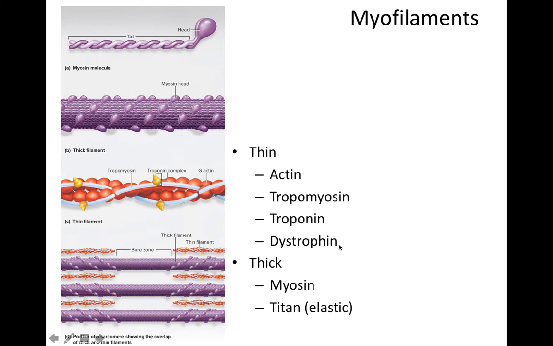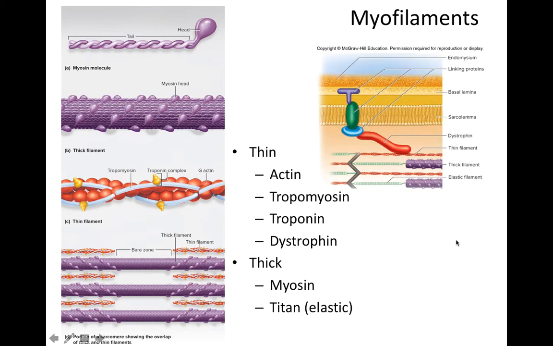We also have some connector proteins as well. So the end of the sarcomere is right here. This is a Z-disc, and you can see the thin filament is directly attached. The thick filament is not a direct attachment. There is an elastic protein called titin that is going to attach the thick filament to the Z-disc. The thin filament also has a connector.